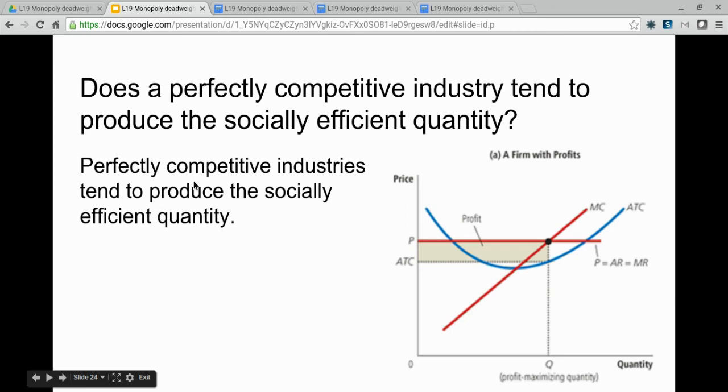A competitive market tends to produce exactly that socially efficient quantity. In perfect competition, the firm's demand curve is horizontal, and it maximizes profit by producing the output that equates price and marginal cost. Hooray for perfect competition.